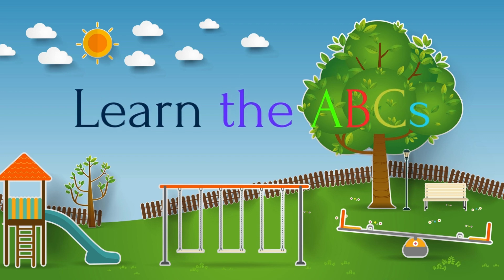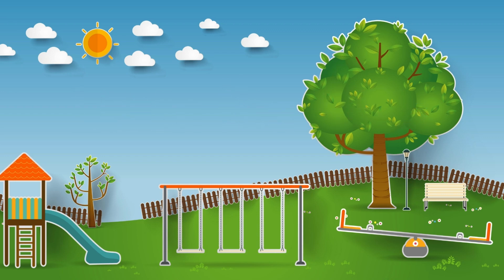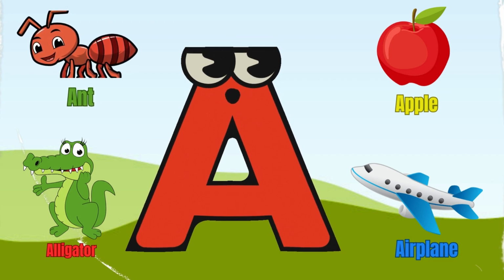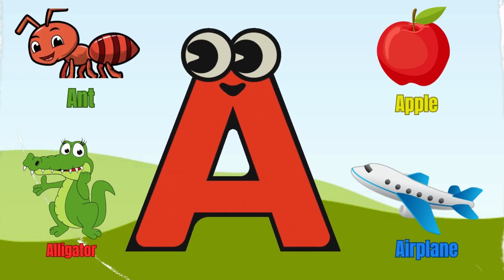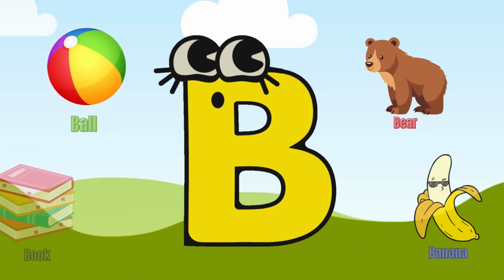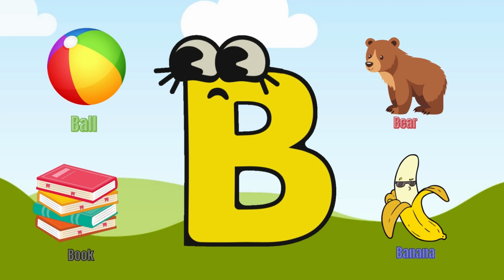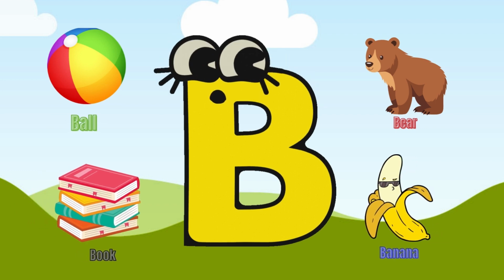Learning the ABCs. A is for airplane. A is for apple. A is for ant. A is for alligator. B is for ball. B is for bear. B is for banana. B is for book.